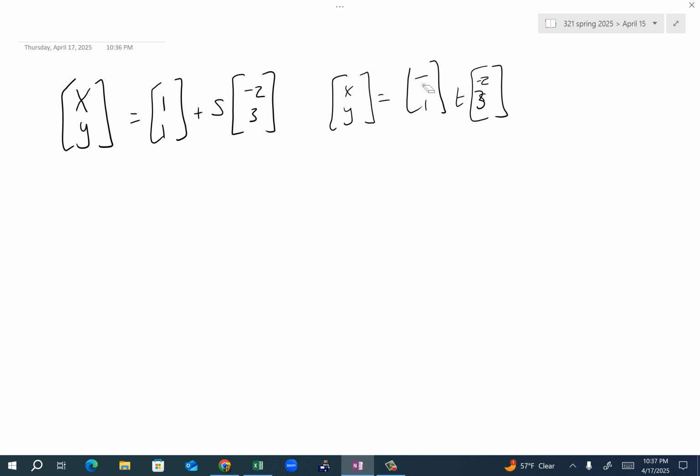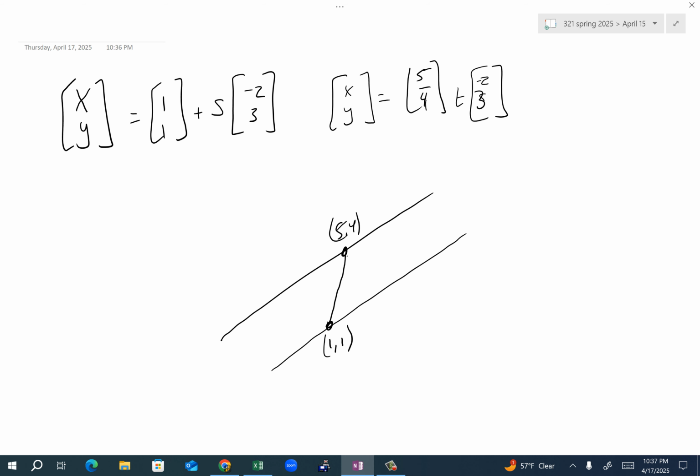So the question then becomes, how do I find the distance between them? Okay, well, that's easy. And we know we're at 1, 1, and we're at 5, 4. Well, there's a vector here, am I right? Yeah, you see that? So that vector would be 4, 3. True that? Okay, so then think about this.